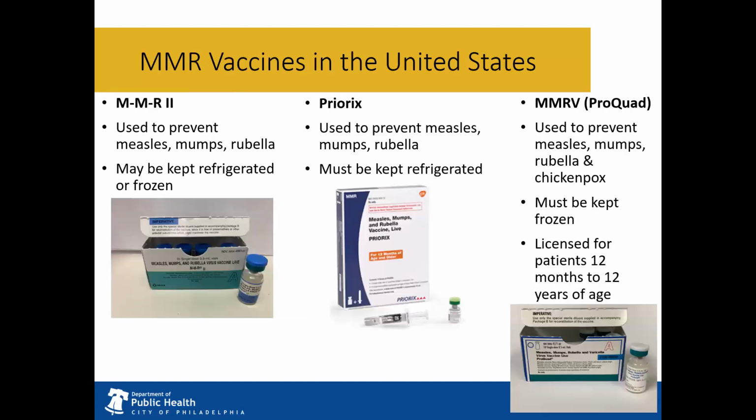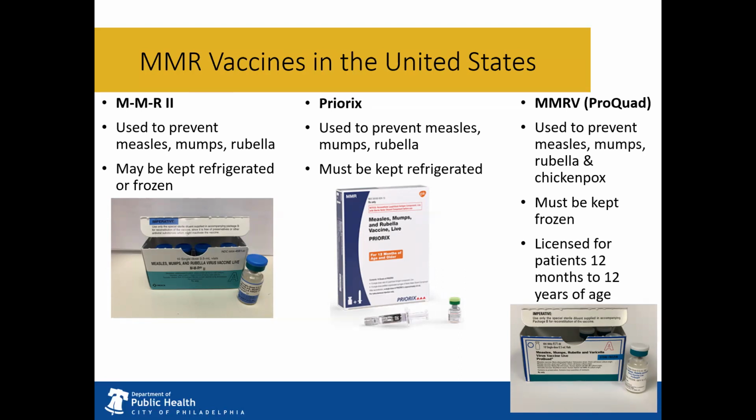These are the MMR vaccines in the United States. You may have patients from other countries who receive these antigens separately, but in the US, they are offered together. There are 2 vaccines that prevent measles, mumps, rubella only, the MMR2 and the Priorix vaccines, and there is one combination vaccine, MMRV or ProQuad, which prevents measles, mumps, rubella, and varicella or chickenpox.